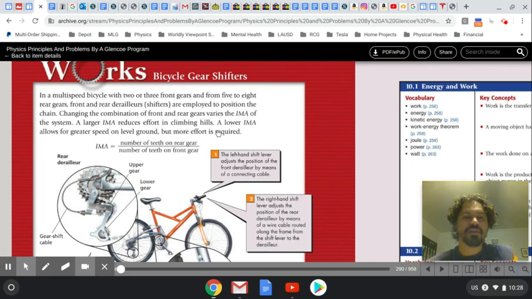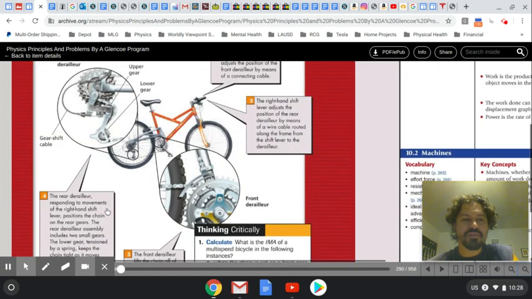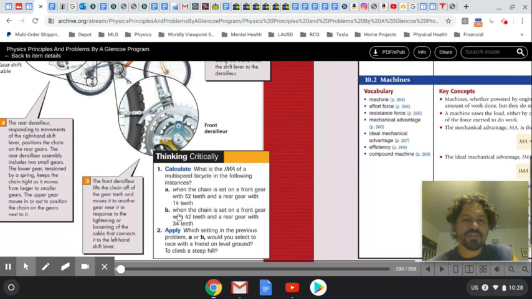So this is like a force reducer, right? You have to put in more force to get the bike to accelerate, but it's a distance increaser, and the other way around for climbing hills. So you can look at all of the different parts of the bike and see what each piece does. And then we've got some questions down here.